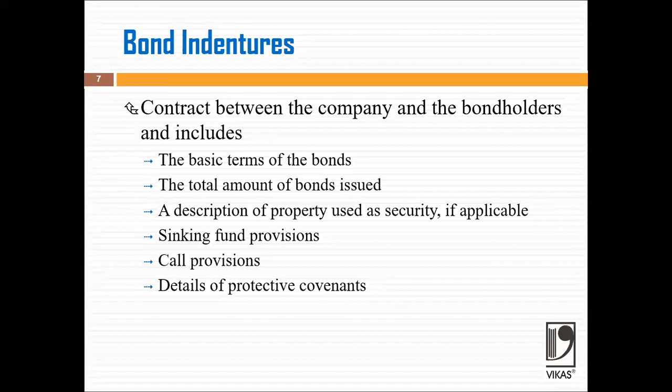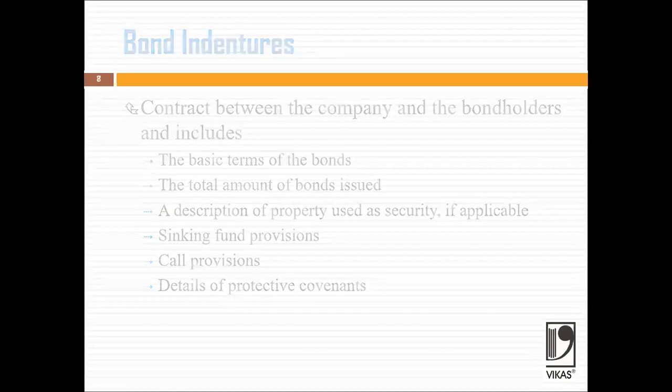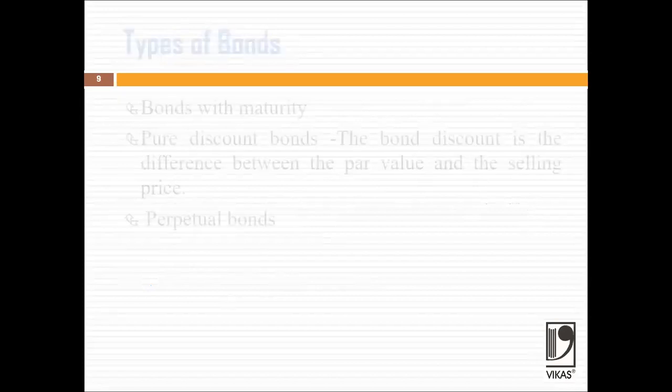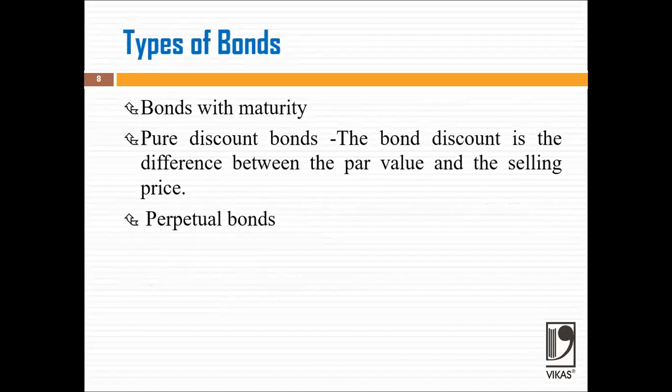The contract includes the basic terms of the bond, the total amount of the bond issued, a description of property issued as security, if applicable, sinking fund provisions, call provisions, and protective covenants. So you can read and understand if you want more detail, and types of bond. So it's very important, right? It is very important to approaching the calculation of valuation of bond. Calculate the value of the bond.